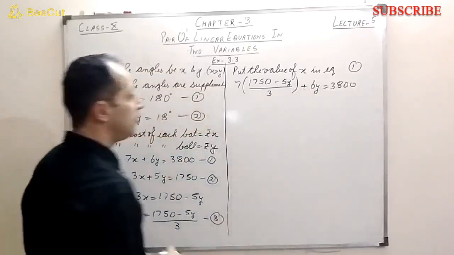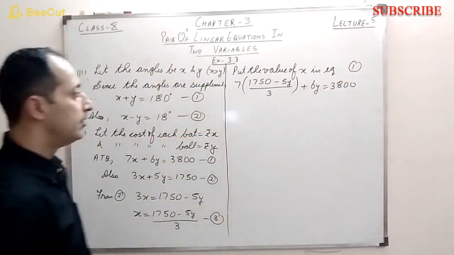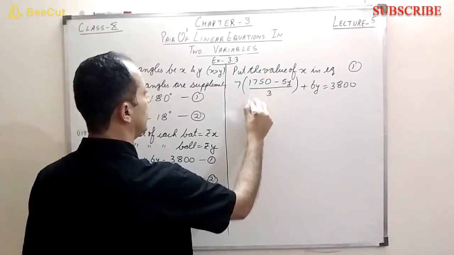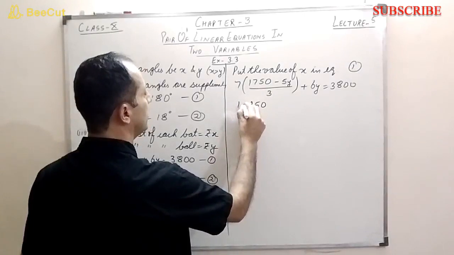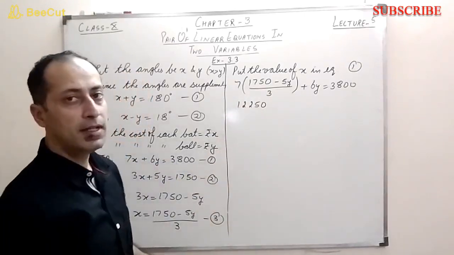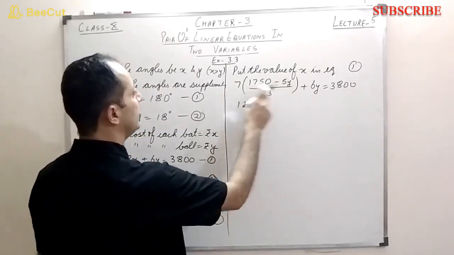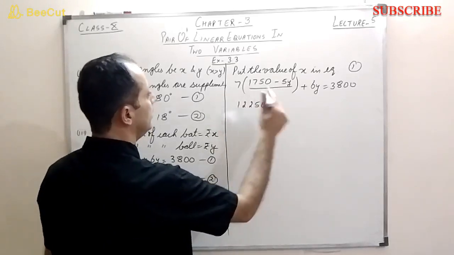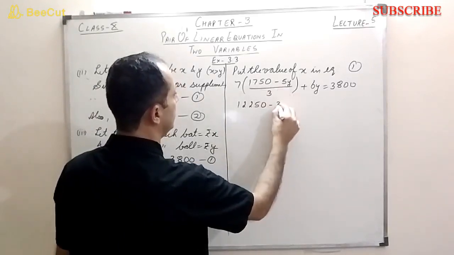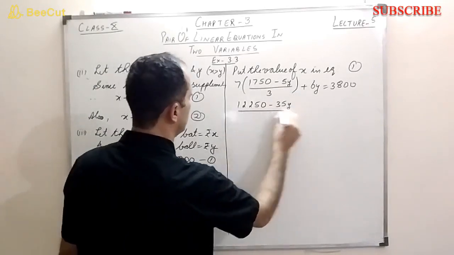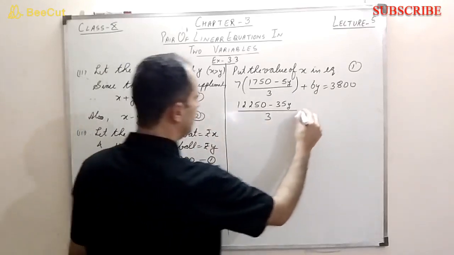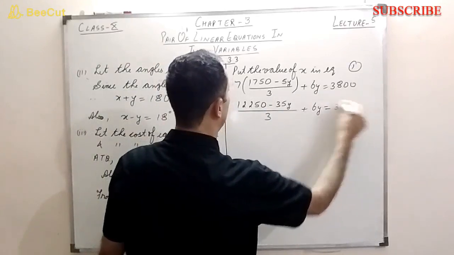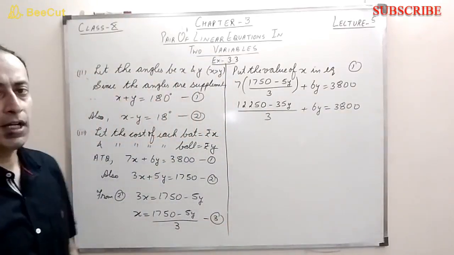Now the first step is to multiply the bracket with the 7. So I multiply it with the 7, and I get 12250. Let's check it once again. 7 zeros are 0, 7 fives are 35, 3 carry, 49 plus 3, 52, and this is correct. And 7 fives are 35, so 35y, plus 6y equals 3800, right? So this is what we have got after the multiplication.